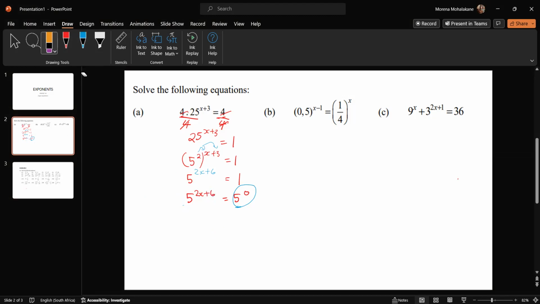Good. Now you have 2x plus 6 is equal to 0. So 2x is equal to -6. I divide by 2, this I cancel. So x is equal to -3.